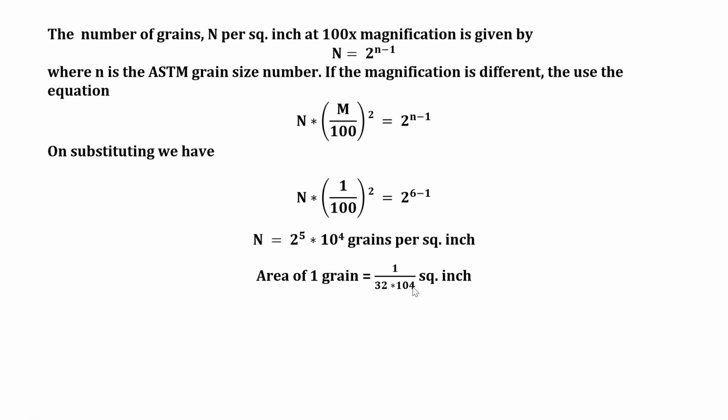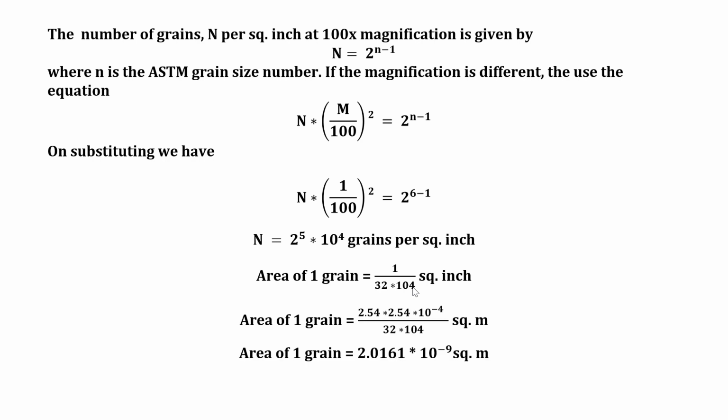Now we have to convert the square inch into square meters. So how do we convert square inch into square meters? 2.54 into 2.54 into 10 power minus 4. First we are converting into centimeter square, and that centimeter square into meter square. And this is square meter. Therefore, on calculating, we'll get the area of one grain as 2.016161 into 10 power minus 9 square meter.